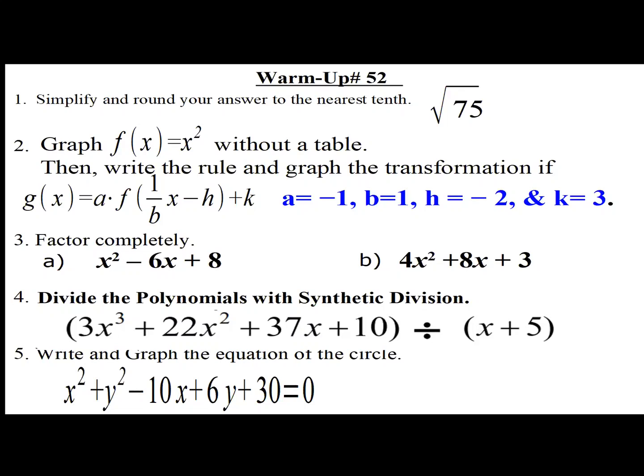And number 5 reads, write and graph the equation of the circle. Equation given, x squared plus y squared minus 10x plus 6y plus 30 equal to 0. All right, I'll give you some time for that. Ready and go. All right, so let's see what we got.